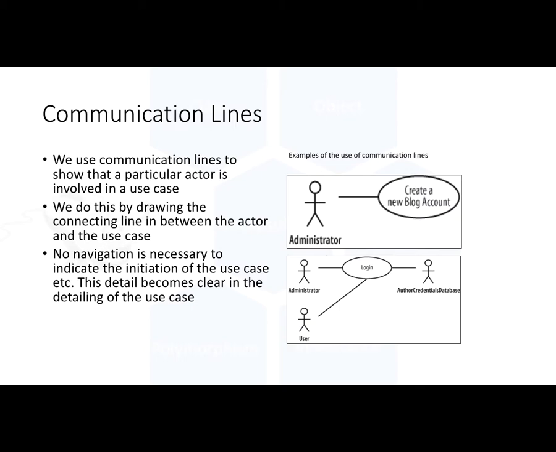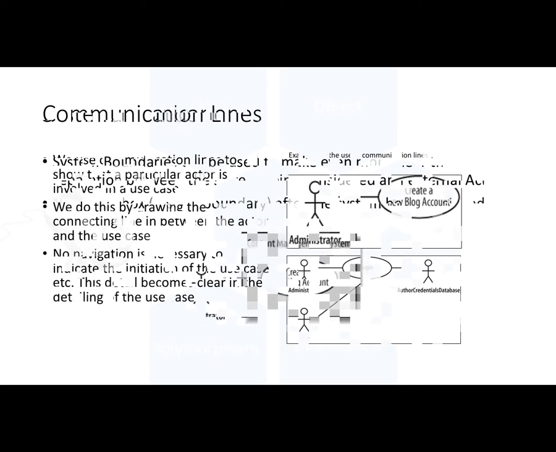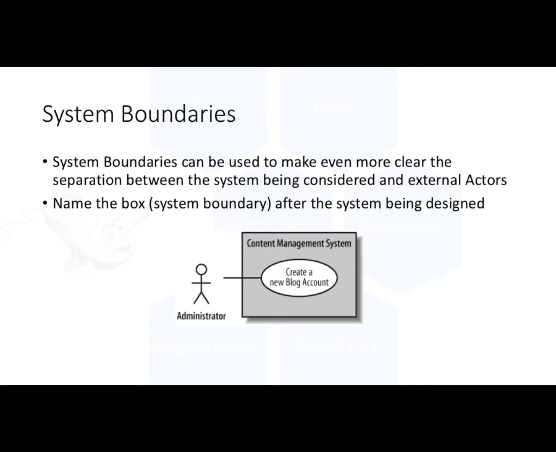Okay. So we use communication lines to show that a particular actor is involved in a use case. We do this by drawing the connecting line, as we said before. No navigation is necessary to indicate initiation.